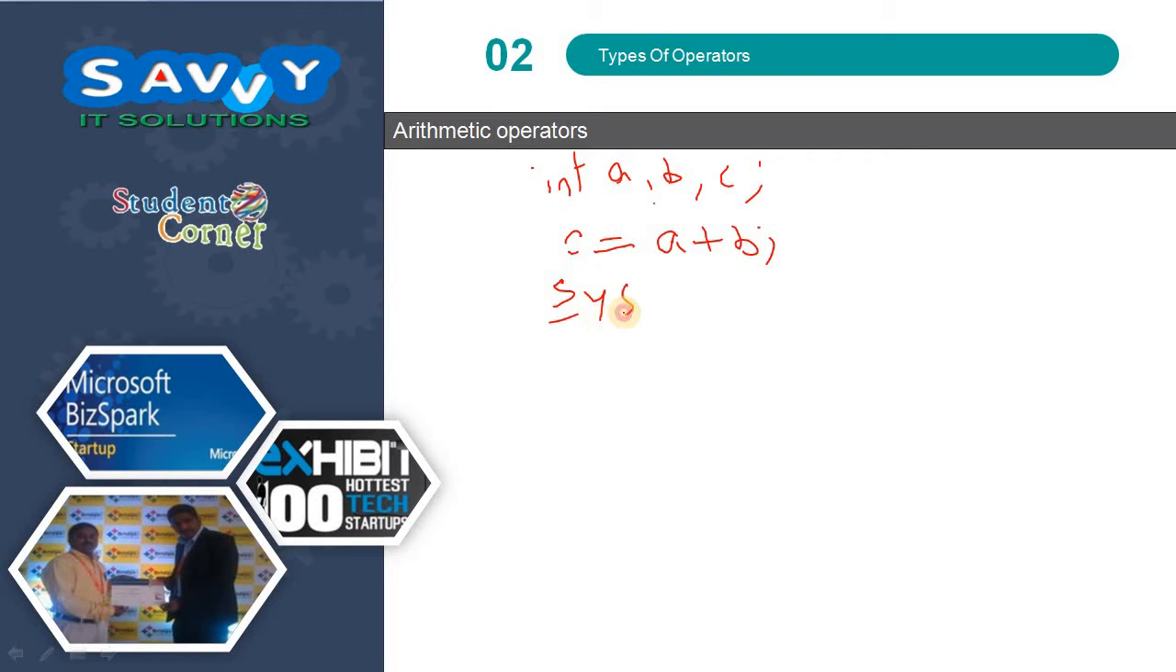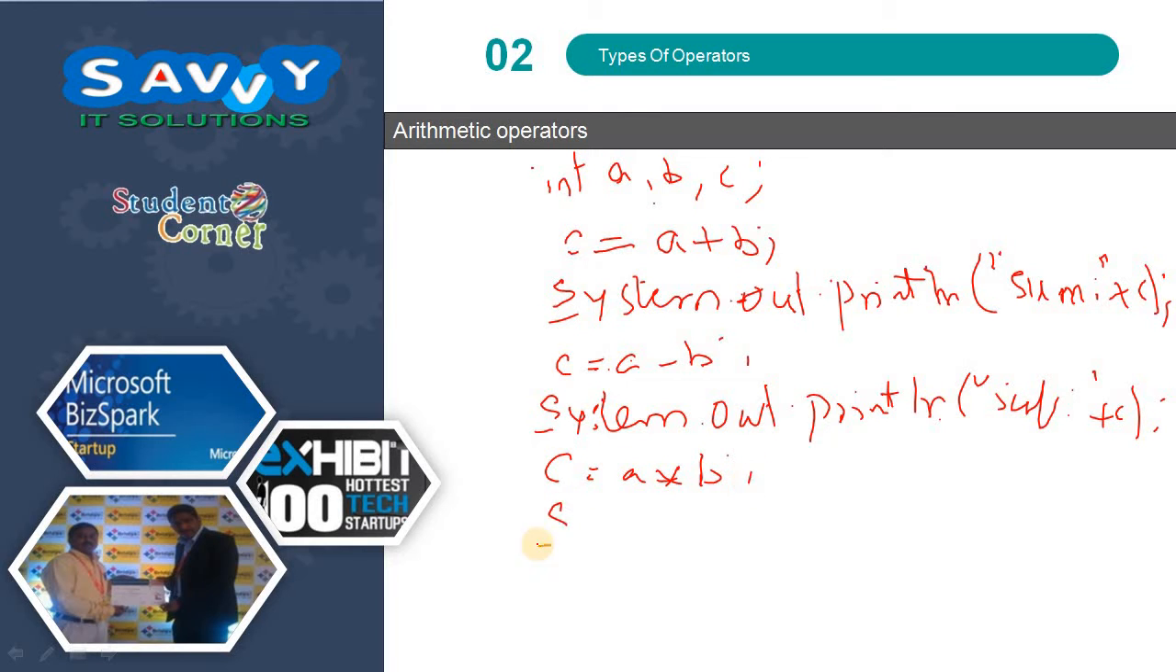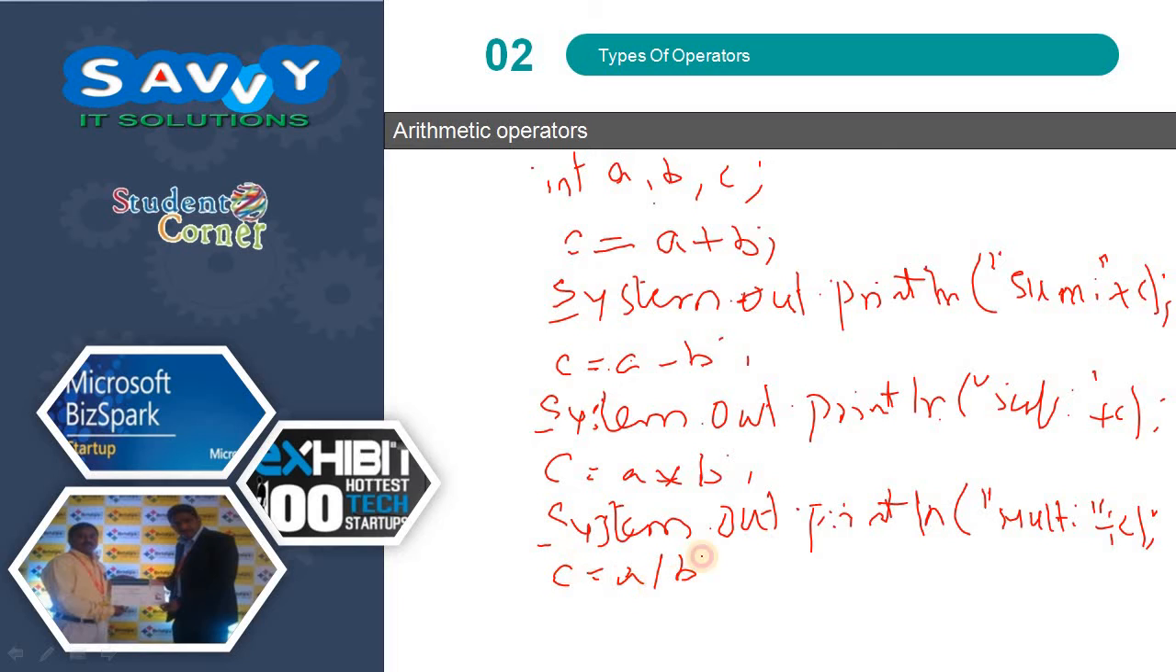After that, we need to print the value of C. Secondly, C is equal to A minus B, and System.out.println subtraction C. C is equal to A into B, System.out.println multiplication. C is equal to A by B, division.